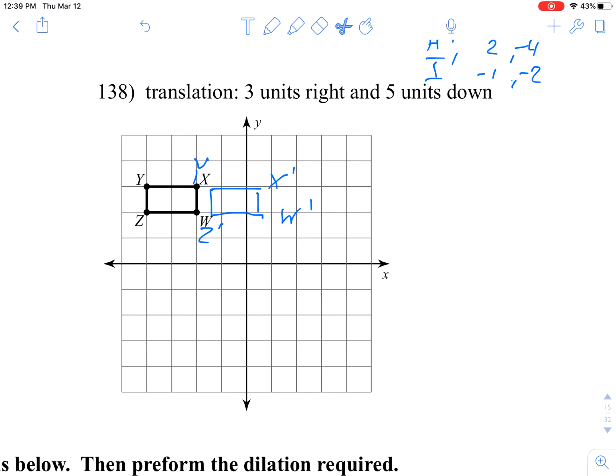Again, you can always double check. 1, 2, 3, 1, 2, 3, 4, 5. You should have a congruent image where it's the same shape, just moved across the graph.